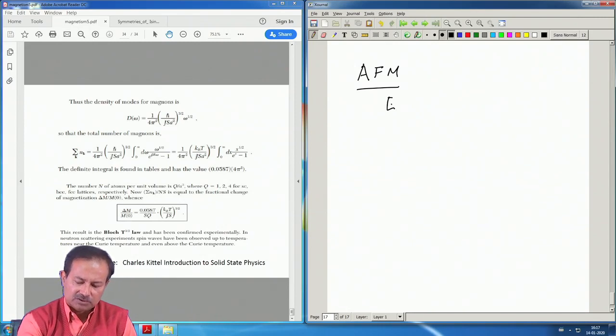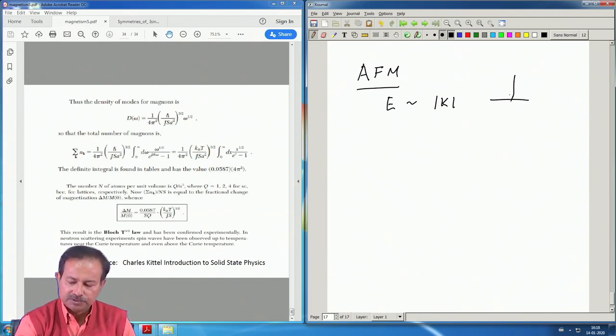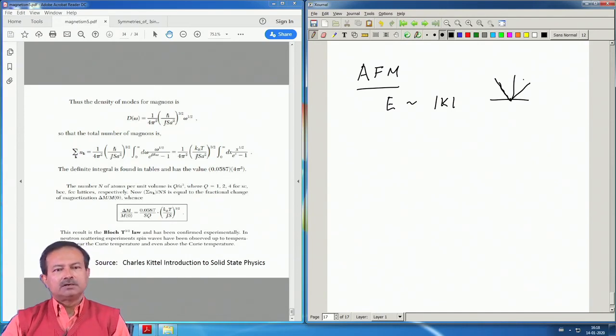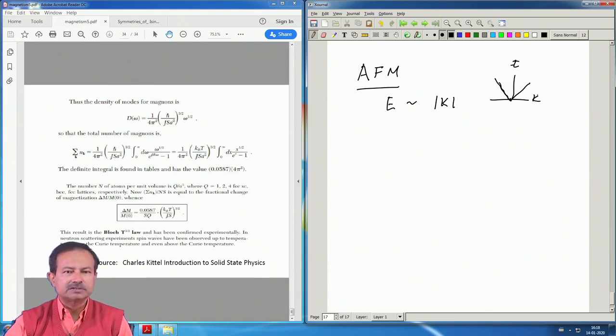The energy or the omega that we wrote here in this case will go as mod of k instead of k squared. So it is steeper, it is much more steep, it is like this, and that is E versus k for AFM, and that has profound consequences.